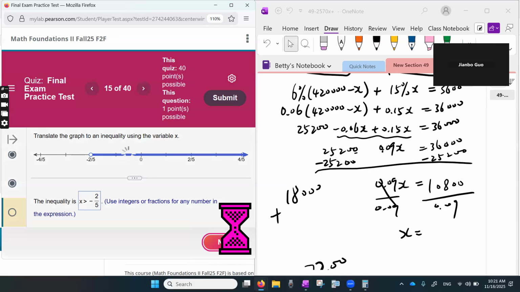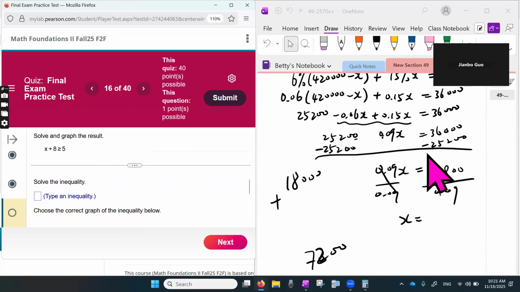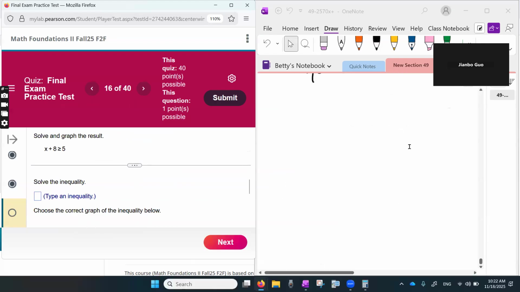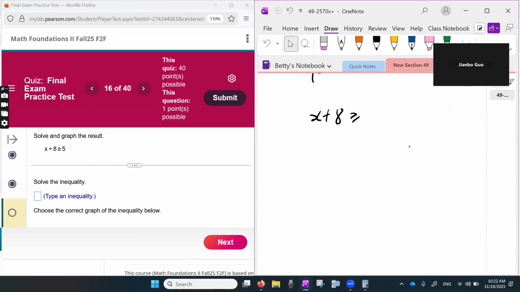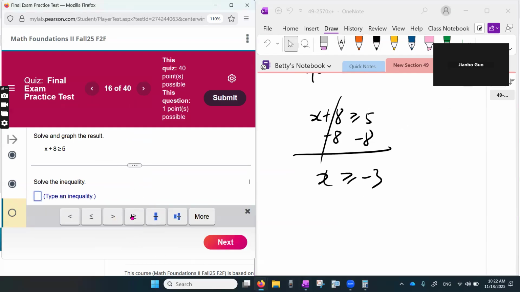Question number 16. Solving the inequality. Just subtract 8 from each side, right? x plus 8 is bigger than or equal to 5, subtract 8 from each side. x is bigger than or equal to negative 3.